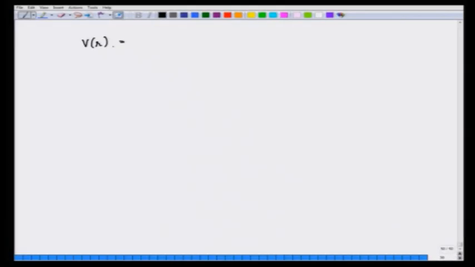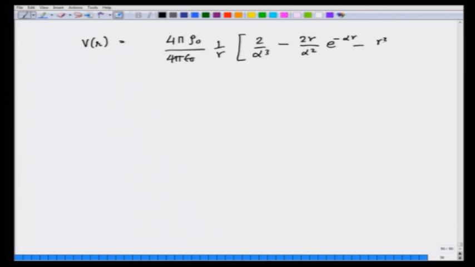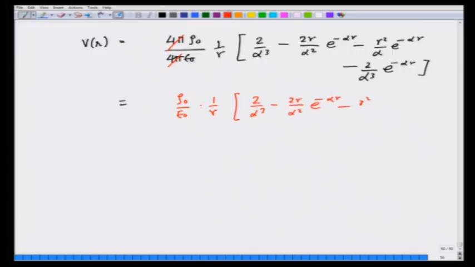V(r) is equal to 4 pi rho 0 over 4 pi epsilon 0, 1 over r, times 2 over alpha cubed minus 2r over alpha square e raised to minus alpha r minus r square over alpha e raised to minus alpha r minus 2 over alpha cubed e raised to minus alpha r, which is equal to, I cancel this, 4 pi rho 0 over epsilon 0, 1 over r, inside I have this whole thing: 2 over alpha cubed minus 2r over alpha square e raised to minus alpha r minus r square over alpha e raised to minus alpha r minus 2 over alpha cubed e raised to minus alpha r.